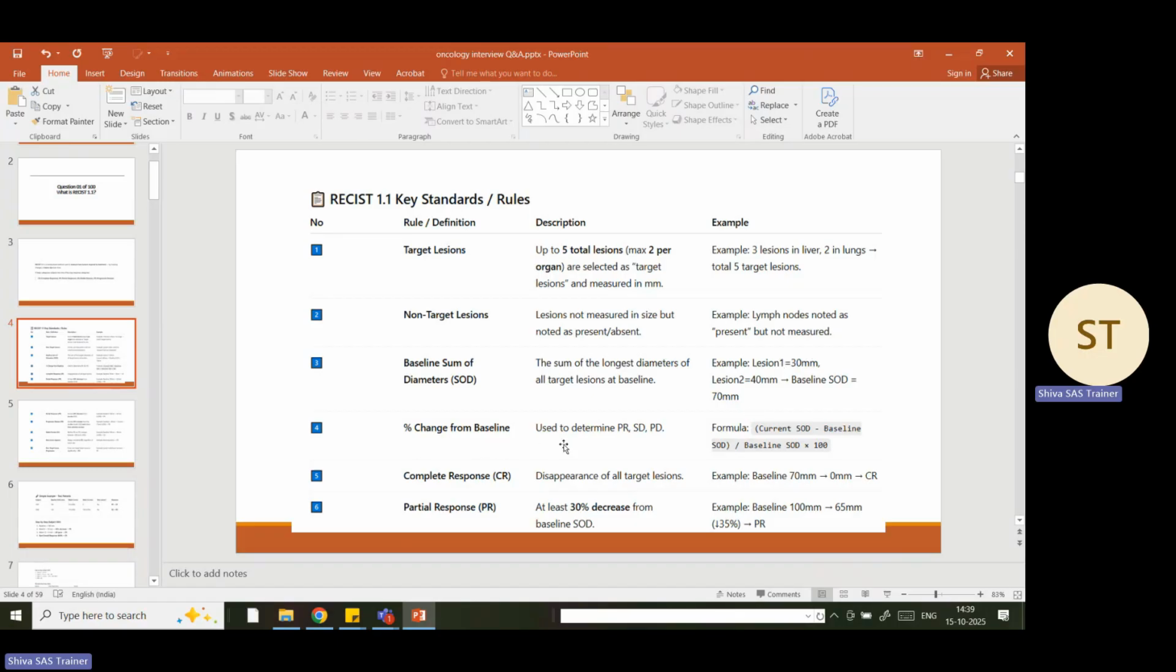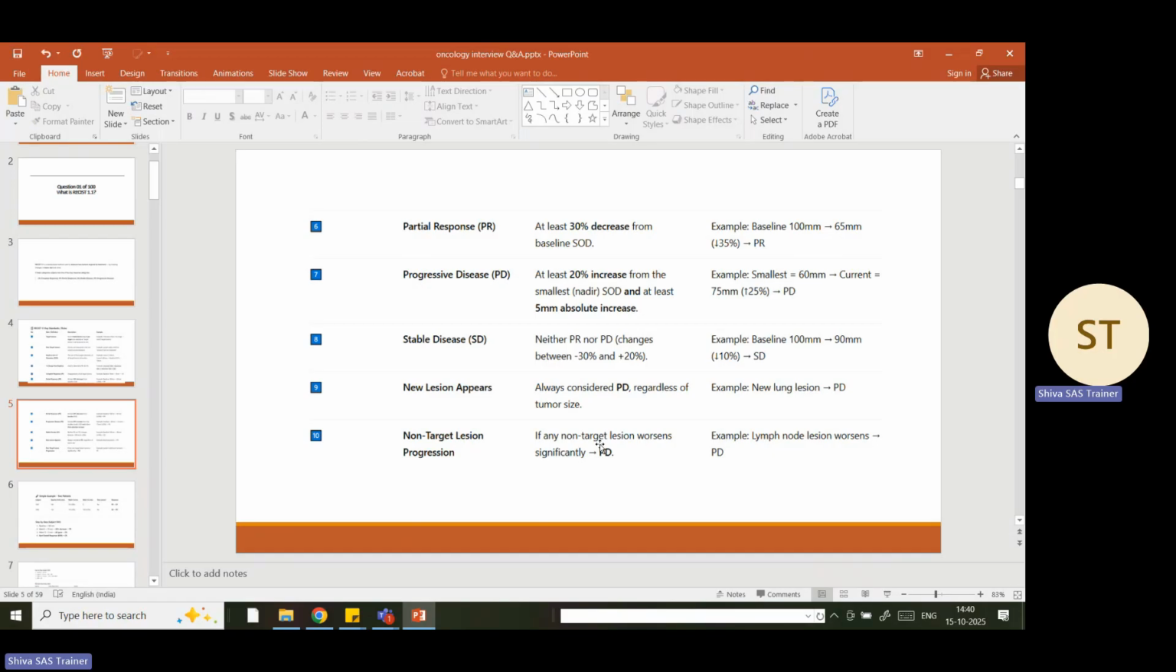Percentage change is used to determine whether the tumor is reducing, increasing, or stable. For example, the tumor is of 70 mm size.